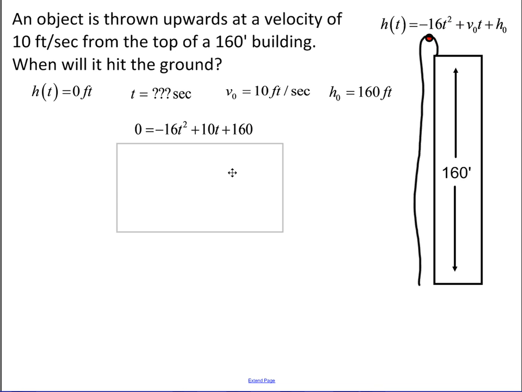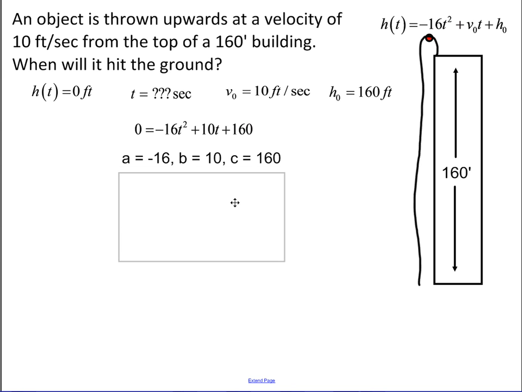Because this is a quadratic equation with t in multiple places, it doesn't solve as easily as the last one did, but we can use the quadratic formula to help us out here. So let's identify our coefficients. Our a term, the coefficient of the squared term here, is negative 16. Coefficient of t to the first, 10. Coefficient, or the constant by itself, is 160.